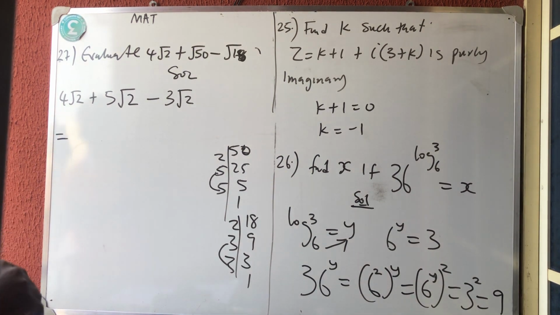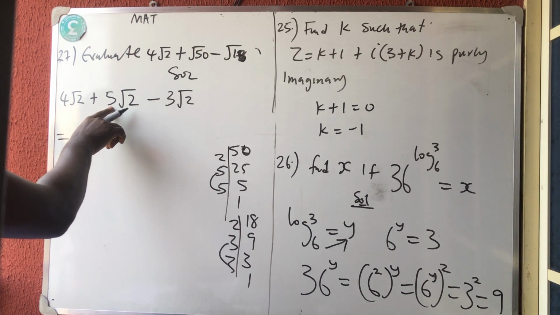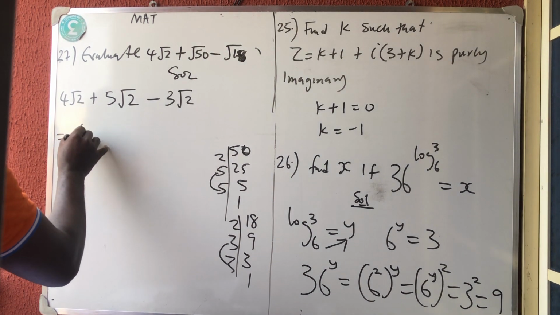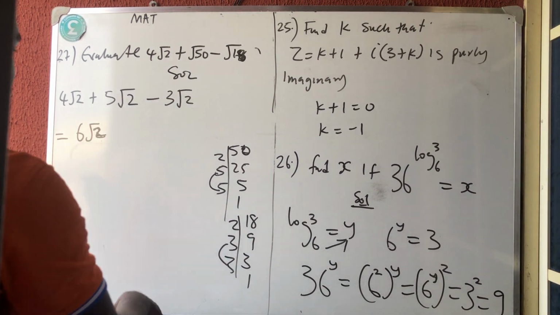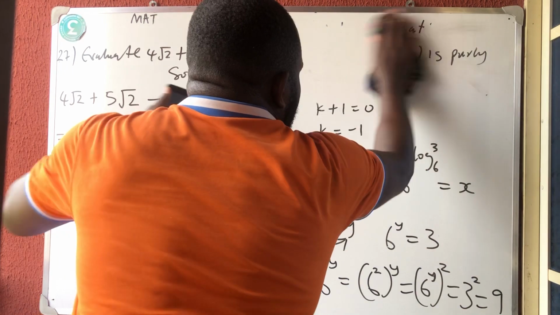Now, in addition and subtraction of surds, we are interested in only the coefficient. So this plus this, 9, 9 minus 3, 6. So my answer is simply 6 root 2. As simple as that. 6 root 2. Okay. So let's move to the next one.